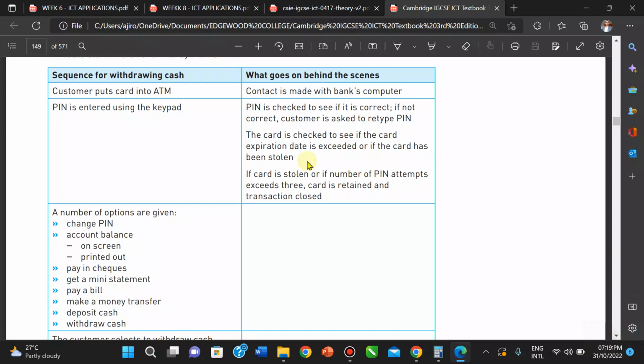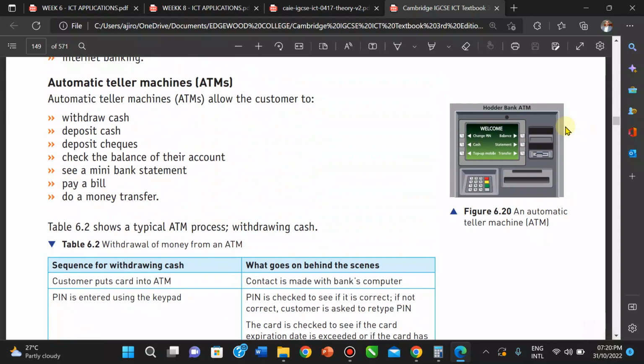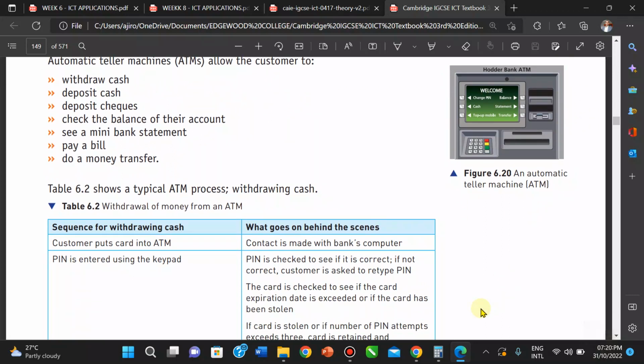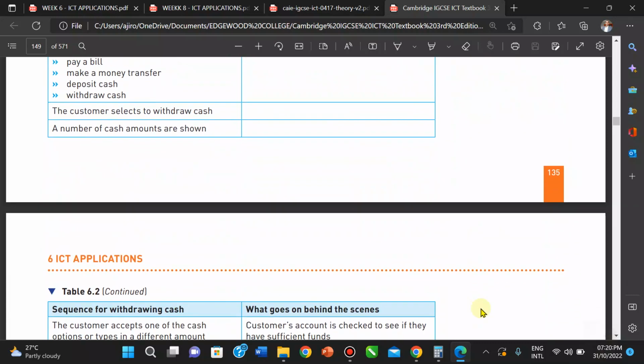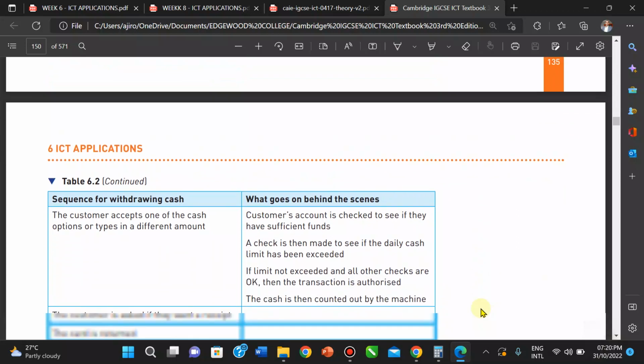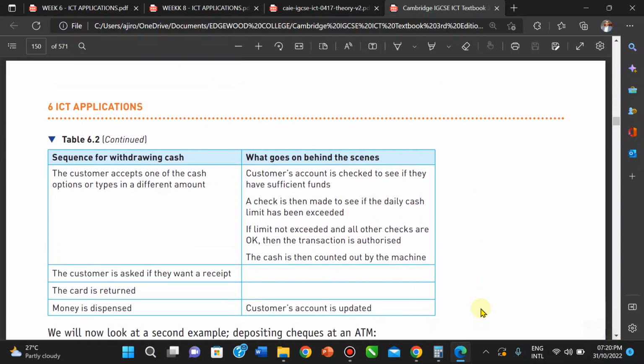But if that does not happen and you've been able to overcome that hurdle, then a number of options are displayed for you right here. Once you pick withdrawing, which is cash, then you can select the amount you want to withdraw. The customer will accept one of the cash options or type in a different amount. Now, the customer account is checked to see if that customer has a sufficient amount of what he or she wants to withdraw. And a check is then made to see if the daily cash limit has not been exceeded.